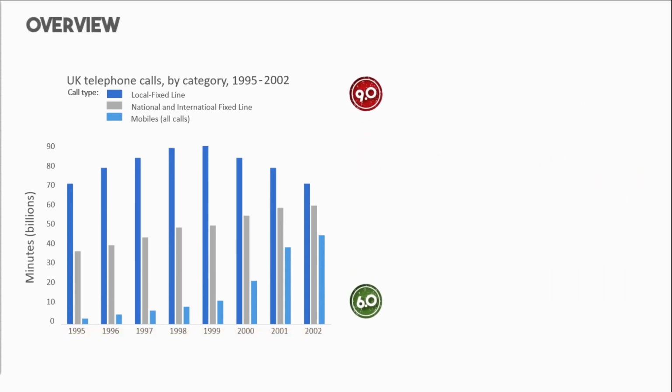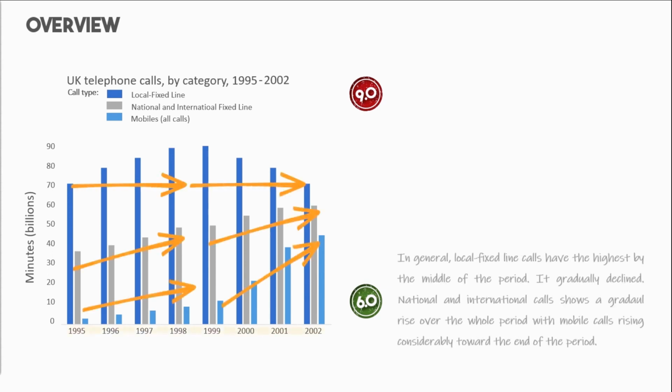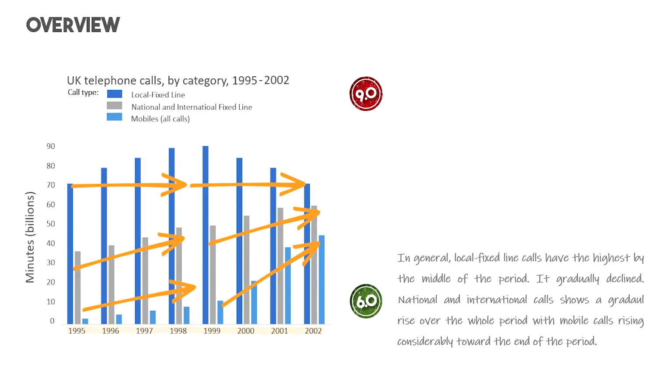Moving on to overview, this is the Band 6.0 example: In general, local fixed line calls have the highest by the middle of the period. It gradually declined. National and international calls shows a gradual rise over the whole period, with mobile calls rising considerably toward the end of the period.